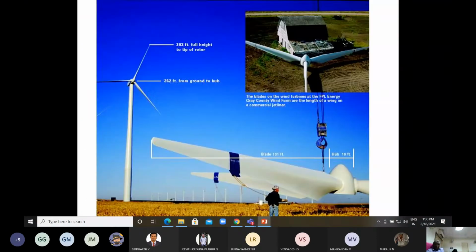And here you are seeing some pictures about the erection. Erection is a highly challenging one because these are all hundreds of tons in weight. And the blade length is around 100 meters. Such lengthy blades, and then the gearbox and all, huge weight, right? And of course, the transformer and generator.